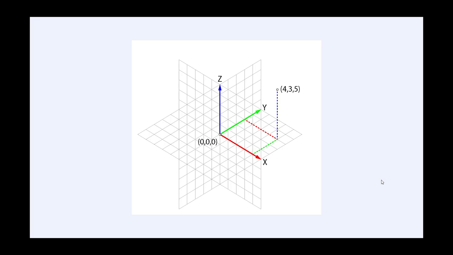When we include the z direction and look at this point in this diagram within the 3D modeling space, we can see that it has a value of 4 units in the x direction, 3 units in the y direction, and 5 units in the z direction.